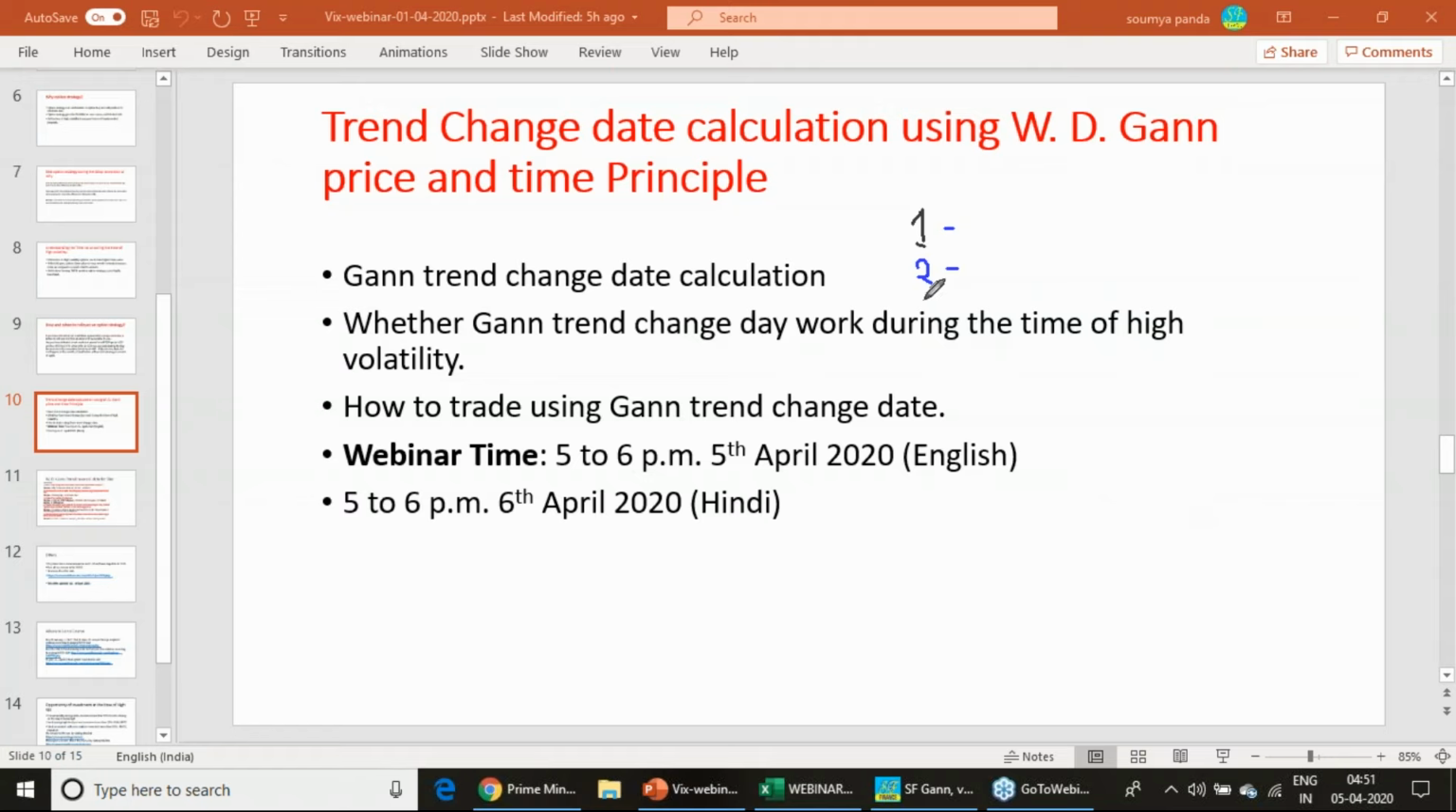So today you are going to learn about the Gann trend reversal date calculation. How the trend reversal date, or trend change date, we can calculate using the WD Gann's principle that you are going to learn. And I have already given you one link.